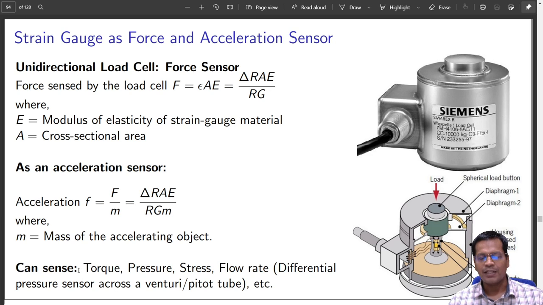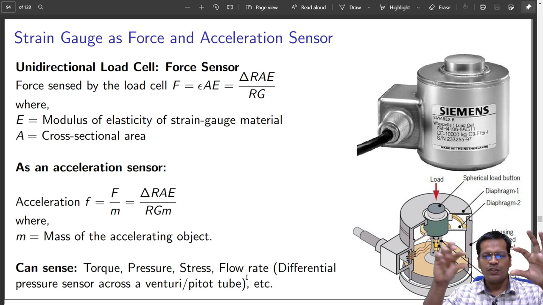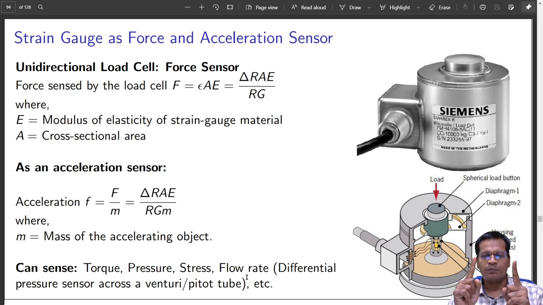So, what all things can it sense? All dependent variables which depend on these, like torque, pressure, stress, flow rate. If you have a venturi and you can detect pressure at two different points, by Bernoulli's principle, if you remember, you know what the flow rate is. So, a change in pressure will be detected due to that change in flow rate. So flow rate can also be calibrated to this. All these sensors can be done using this.